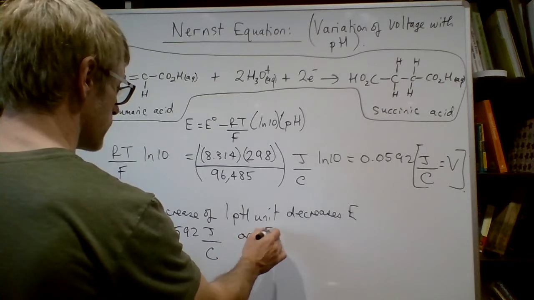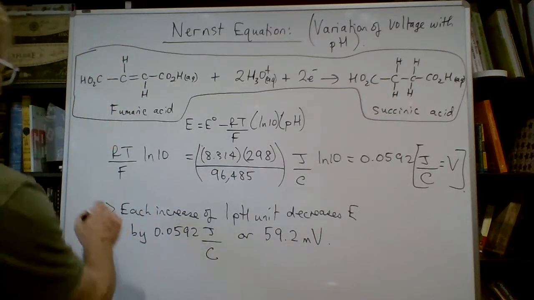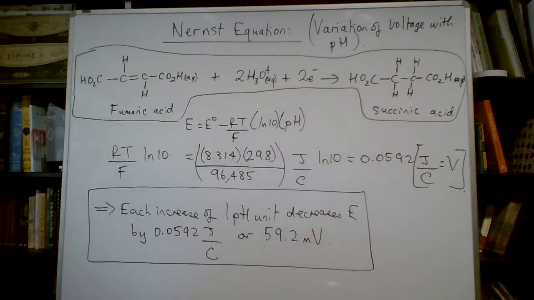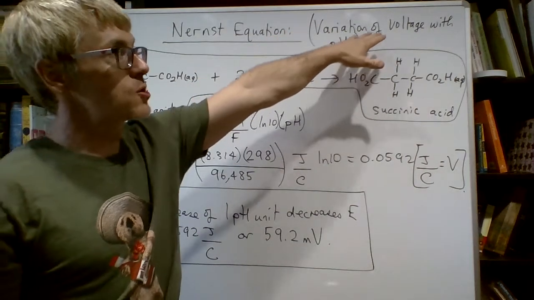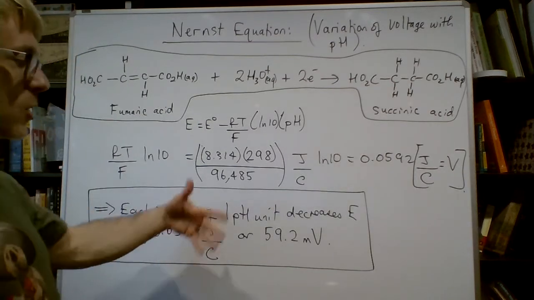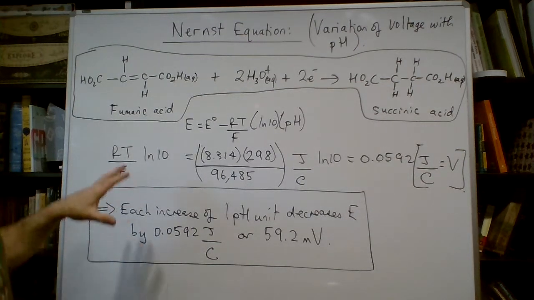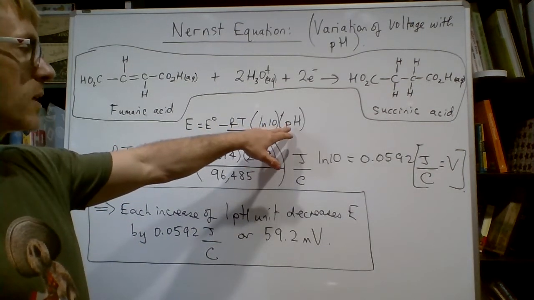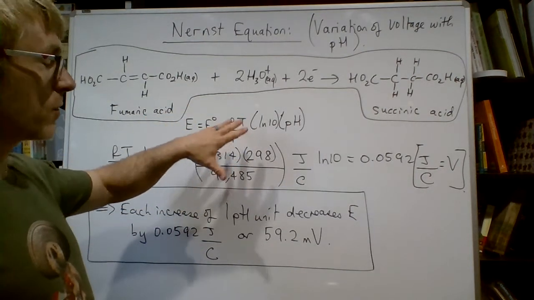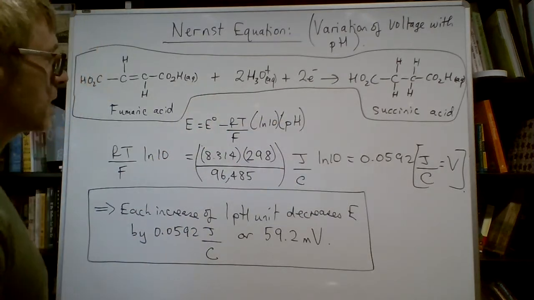Or we could say 59.2 millivolt. So that's what it means. So not only have we seen that there is a pH sensitivity to voltage, or voltage is pH sensitive, but we can actually quantify the sensitivity for a given system. We've got our expression that contains pH in our Nernst equation. We can solve for the constant values, in other words, everything except pH.